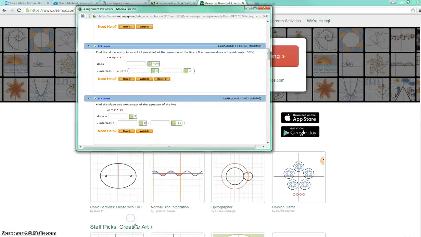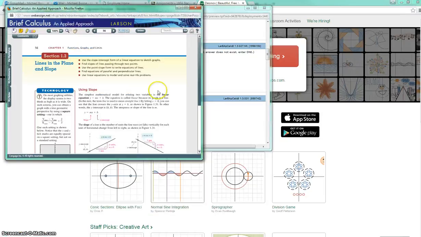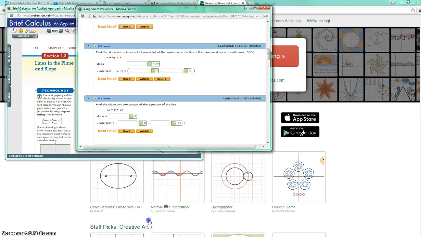Alright guys, so in chapter 1 section 3 we're talking about slopes, lines, lines in the plane and slope as the text states. So a couple problems to look at. With number 3, it says find the slope and y-intercept if possible, of the equation of a line. So we can find this.